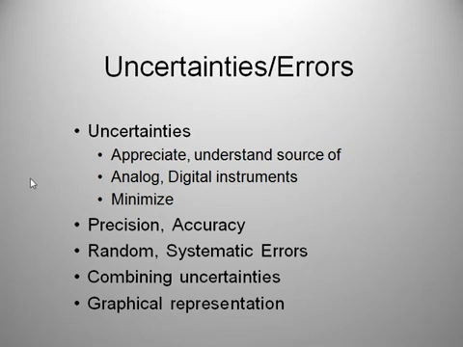So in this screencast, we're talking about uncertainties, how to appreciate and understand them, and where they come from. What the uncertainties are when you're measuring on analog and digital instruments, how to minimize uncertainties. We'll learn about precision, accuracy, random and systematic errors, how to combine uncertainties, and then how to represent uncertainties graphically.